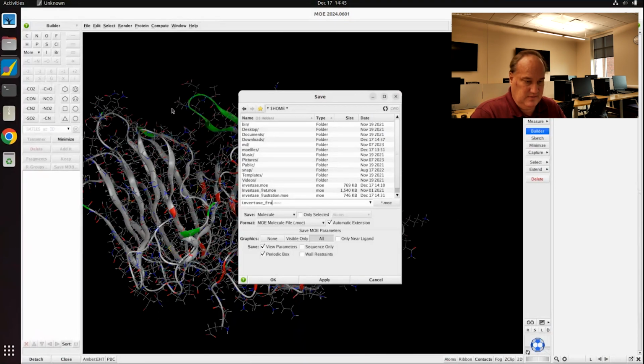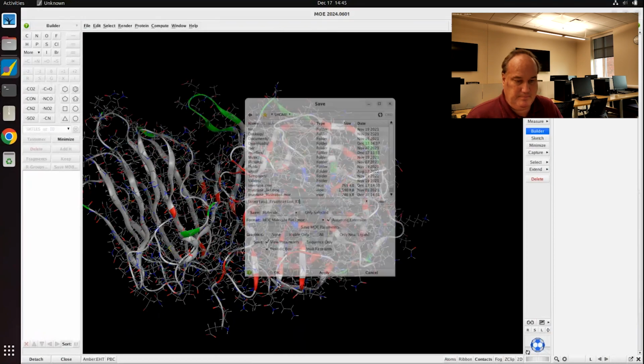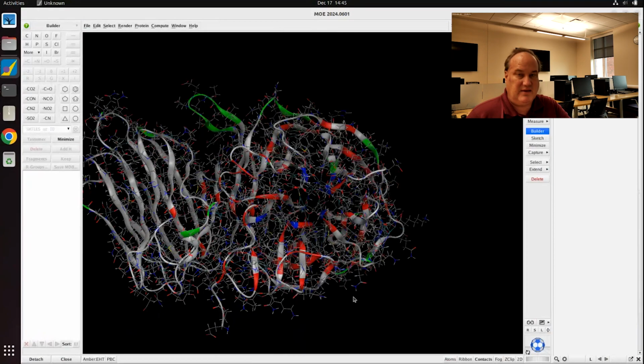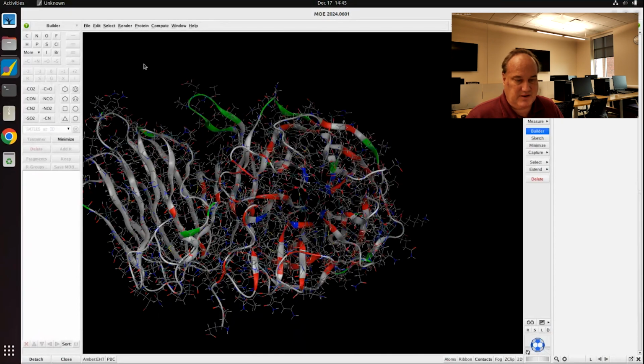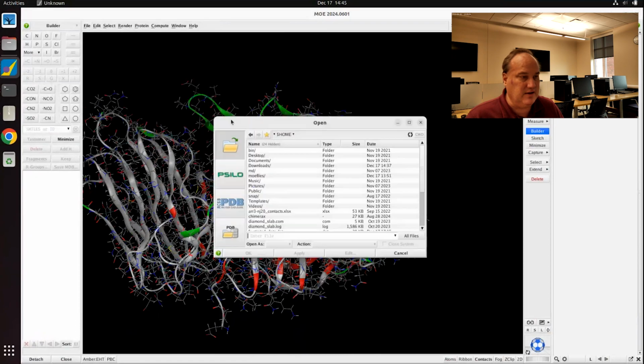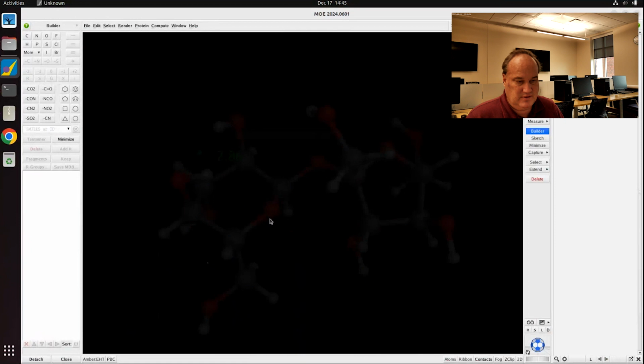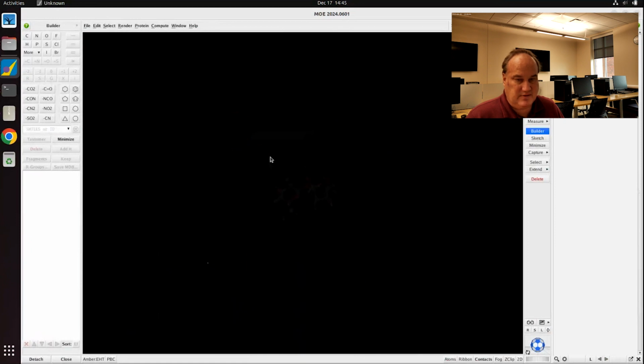Invertase. I like to save it just to make sure we've got everything worked out. And then we're going to put our force field on. It's parameterized. I want to make sure my Amber EHT is working. And then we're going to open up the sucrose molecule that I had previously saved.